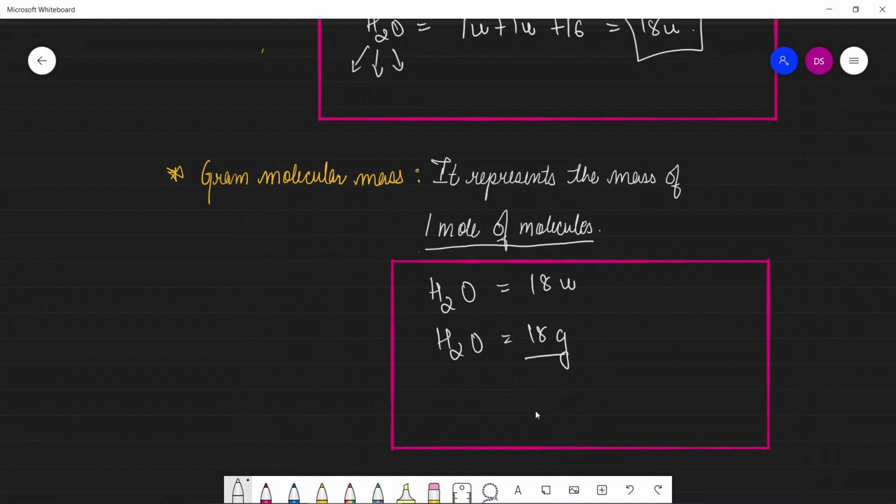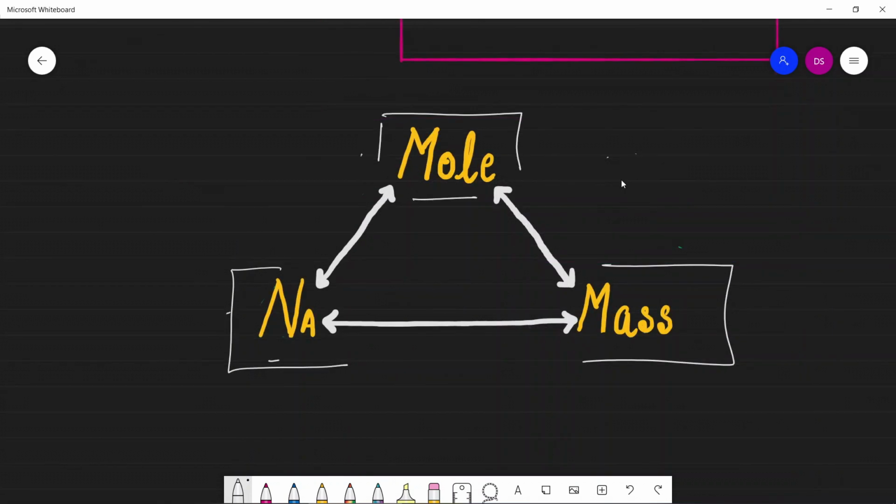I hope this is clear to you. You just have to replace G with U. That's about it. Now we are going to discuss the numericals based on this concept. So here is the mind map given to you. First we are going to understand this.